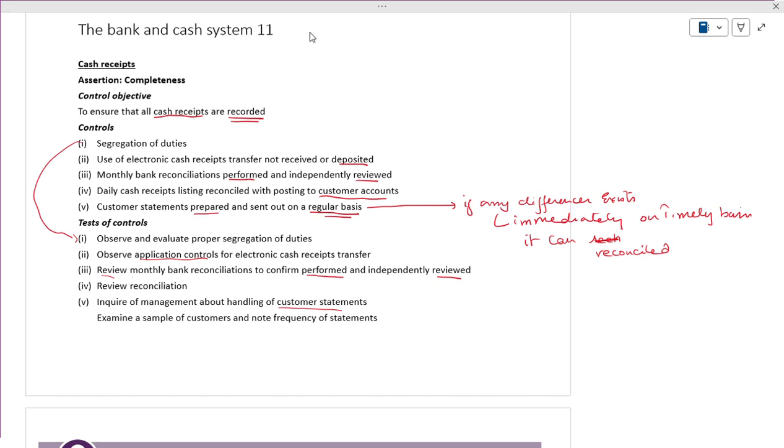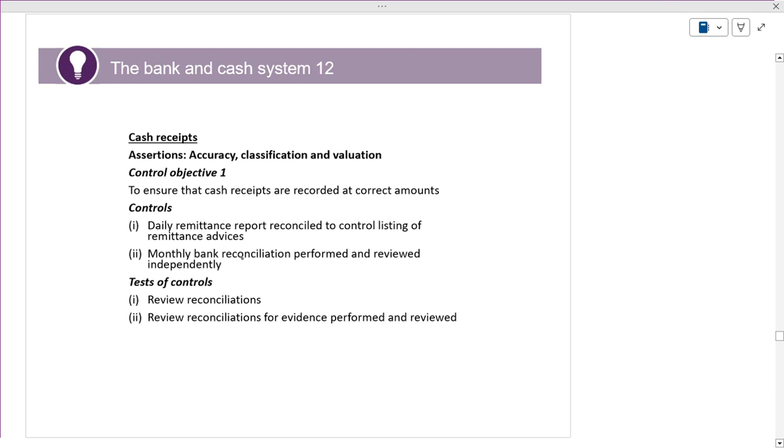It can be reconciled. That is the reason we are sending it on a regular basis. Accuracy and classification: it has been recorded at correct amounts. Is it? What will happen? There are three types of errors. One type of error in accounting is error of commission. There may be a possibility. Now it's as simple as that.